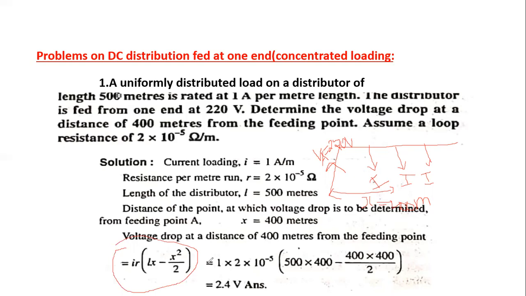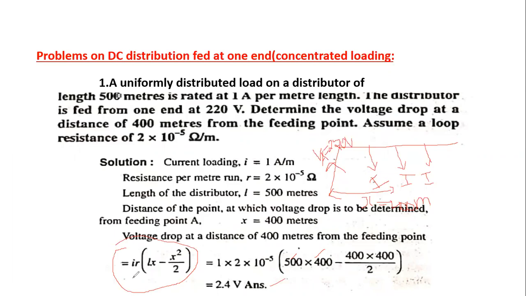Then substitute all the values in this formula. I is equal to 1 ampere, R is equal to 2 into 10 power minus 5, L is 500 and x is 400. So 500 into 400 minus 400 into 400 by 2, and then the voltage drop is 2.4 volts.